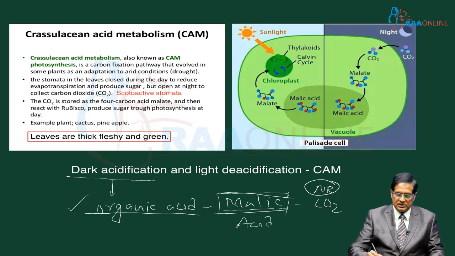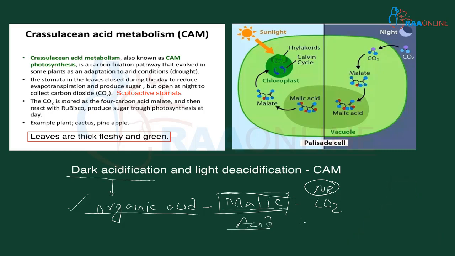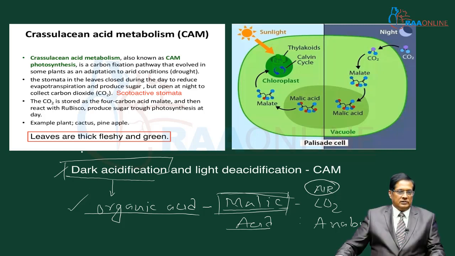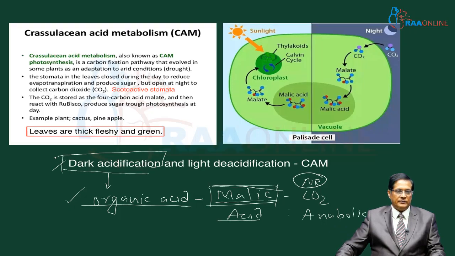This is the anabolic part of them. This is also termed dark acidification, that is, synthesis of organic acid at night. That is dark acidification, and this is the anabolic part of these plants.